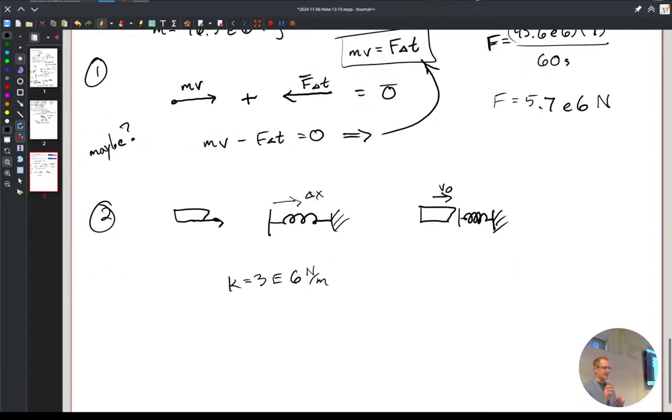How much delta X do we need? How big does our bumper need to be so that the boat doesn't crash into the bridge anyway? What do you think? How do you do that one?